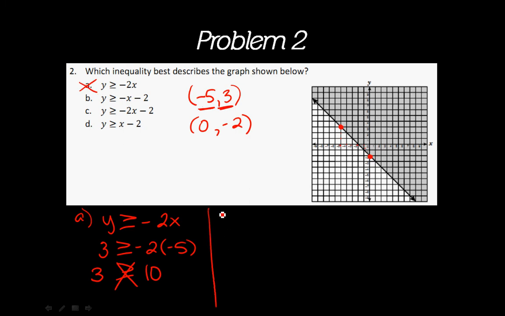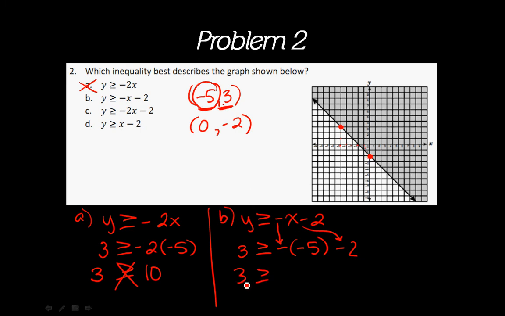So now let's try B, which is y greater than or equal to negative x minus 2. So again, I'm going to start with the negative 5, 3. So we have 3 greater than or equal to negative. Put parentheses for your x because there is going to be a second negative. We have this one right there that didn't change, and then the 5 itself is negative, which is where that second negative came from. Then we have minus 2.